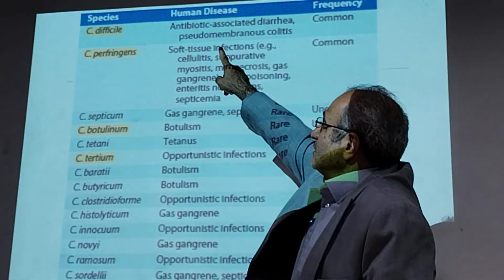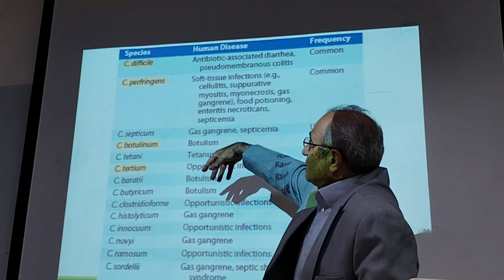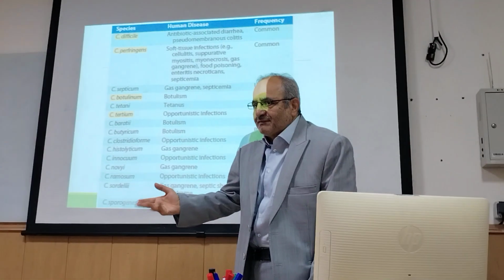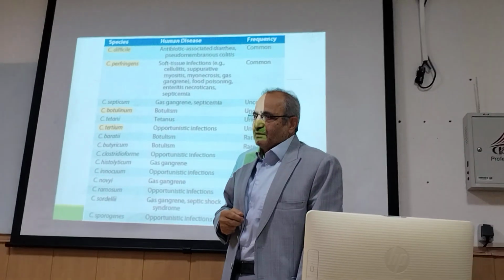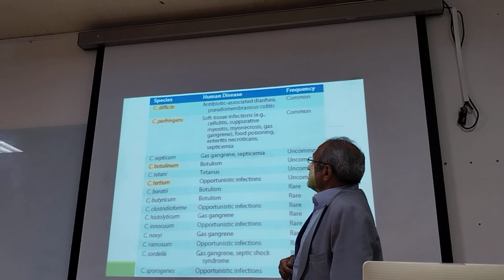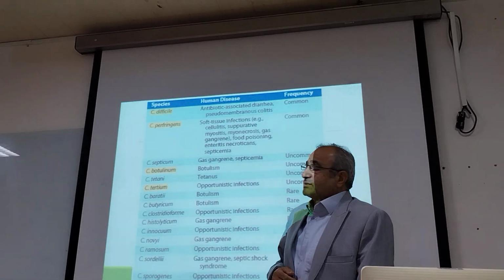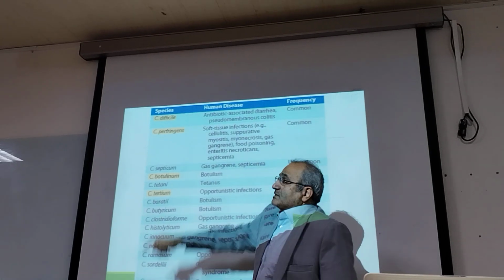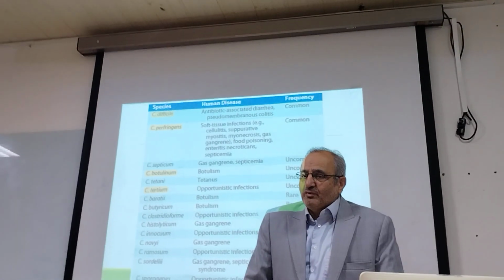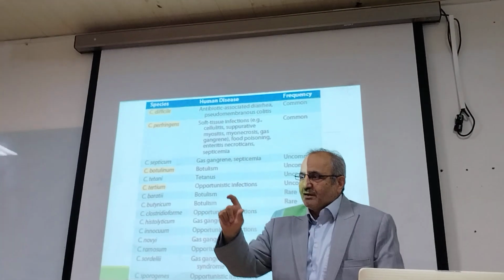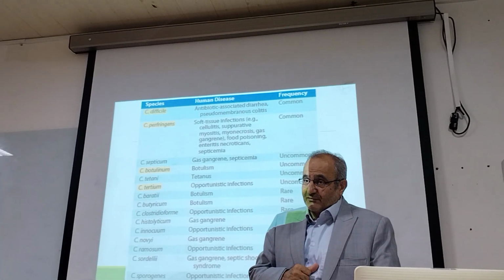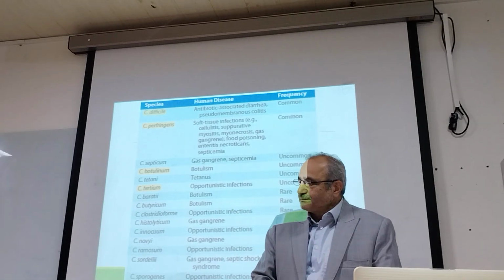The first one is, according to this book, Clostridium difficile. Antibiotic associated diarrhea, pseudomembranous colitis. Pseudomembranous colitis is a fatal disease. You should do an operation and surgery to remove the affected area of the large intestine. Otherwise, it kills the patients because of these strong toxins.